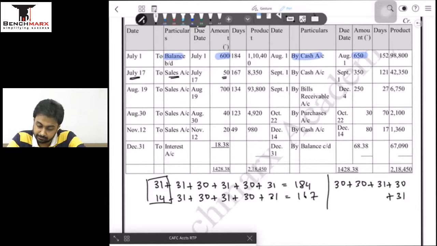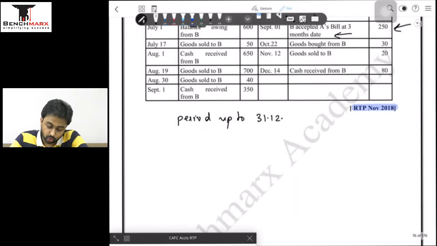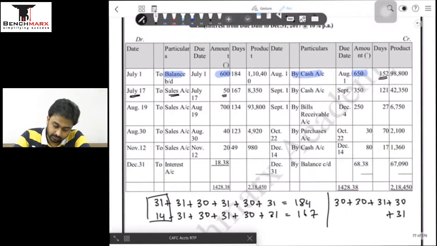30 is 90 plus 62 is 152, that is 152 here. ठीक है. आगे बढ़ेंगे. Then we have goods sold to be 700, August 19. So August 19 to sales 700.